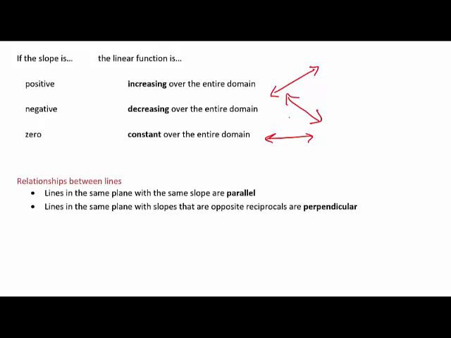Okay, a couple of other things for review: lines in the same plane with the same slope are parallel to one another. Lines in the same plane with slopes that are opposite reciprocals are perpendicular. So for example, if the lines have slopes of -2 and 1/2, we would know that the lines are perpendicular to one another because their slopes have opposite signs and the numbers are reciprocals of one another.